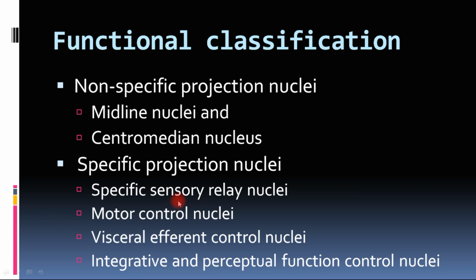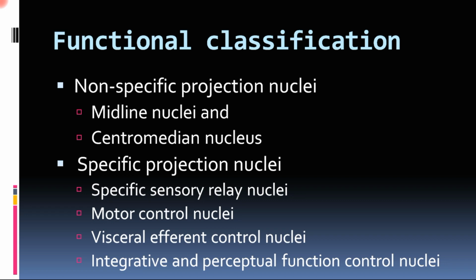Whereas when we consider the second part, that is the specific projection nuclei, these will send the signal to a specific area of the brain. In this, there are further subdivisions, that is specific sensory relay nuclei. That means these nuclei specifically send their signal to the sensory part of the brain. Then comes the motor control nuclei. That means these nuclei are responsible for integrating the motor function of the brain, the motor areas, which connect the cerebellum and the basal ganglia to the motor cortex of the brain.